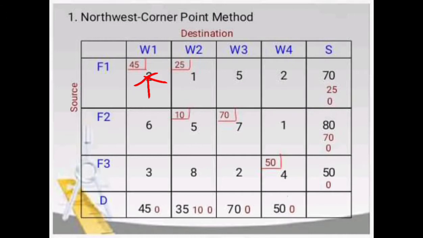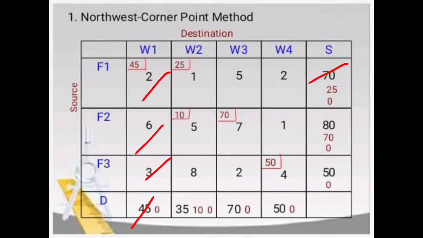And then from the supply, we have 70, and from the demand, we have 45. So we will find the lesser value. The lesser value is 45. So we allocate 45 here, and then cancel out the 45 in the demand. Then 70 minus 45, we have a remainder of 25. And because the demand has been satisfied, we cancel out the following cells.